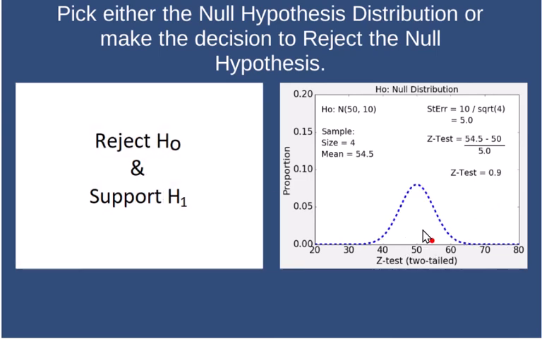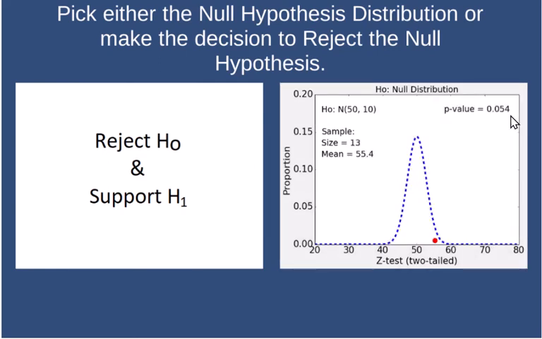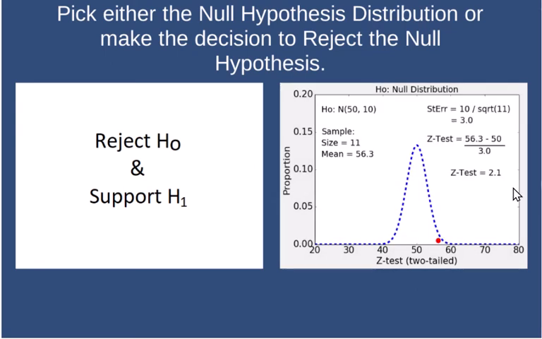A z-test of 0.9, that's definitely within the range of where the null hypothesis distribution said it should be, so we retain it. A p-value of 0.054, we've seen this before. It just barely squeaks by for us to keep it, since the p-value is, well, it's not big, but it is bigger than 0.05, and that's all it needed to be to retain it. A z-test of 2.1, that's beyond our plus minus 1.96, so we reject.